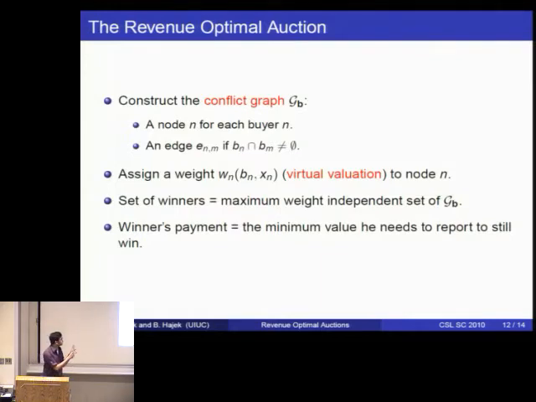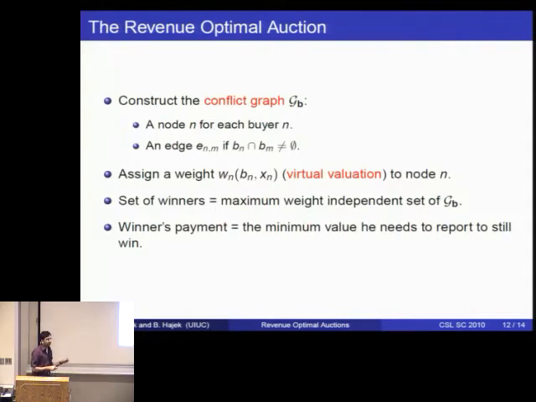We first construct a conflict graph where there's a node corresponding to each of the buyers, and there is an edge between two nodes if the reported bundles of those two buyers are in conflict. So if they're not disjoint, then you draw an edge between those two buyers. Then you assign a weight, which I call virtual valuation, to each of those nodes. The key thing to note here is that this weight is a function of the reported bid of only that particular buyer, so it does not depend on the bids of everyone else. And finally, the set of winners is a maximum weight independent set of this graph.